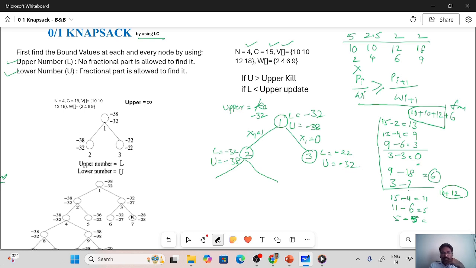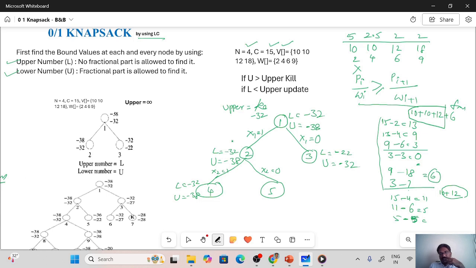When I expand this one, this node is 4 and this node is 5. What does this mean? Left side x2 equal to 1, right side x2 equal to 0. Now observe. In this path, you consider the first item and second item. L value and U value do not change, because from the first onwards we consider all the items. Here also 1 and 2 are considered.